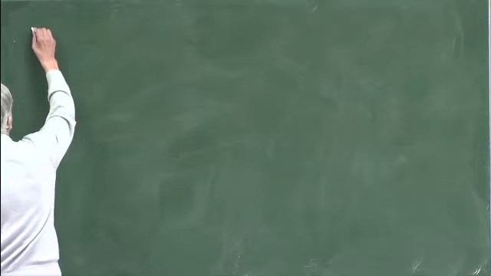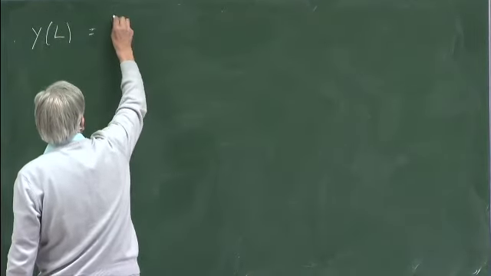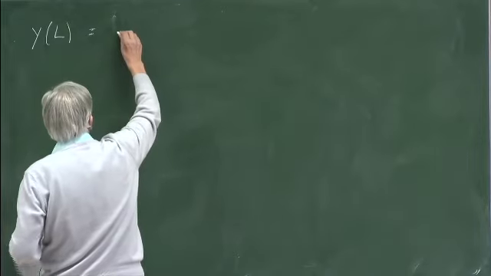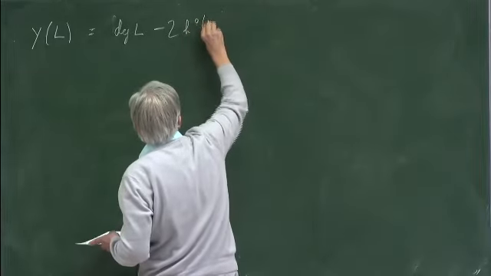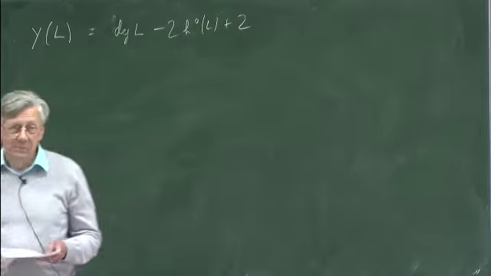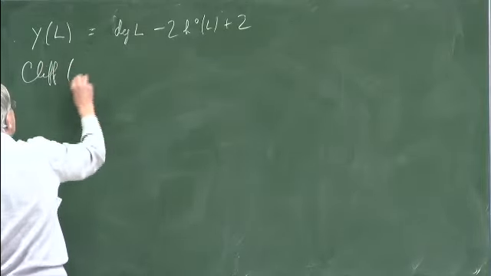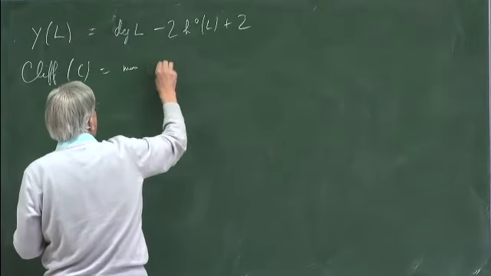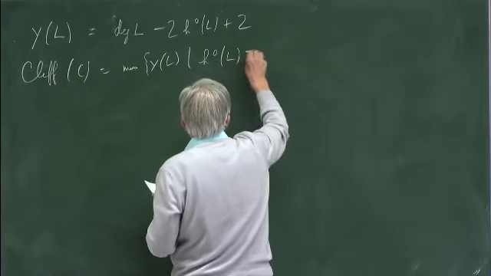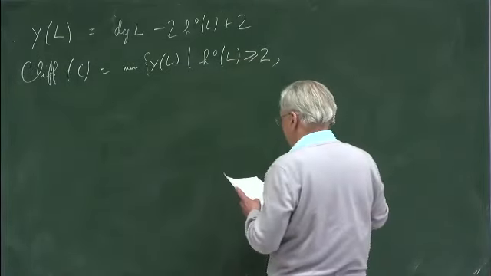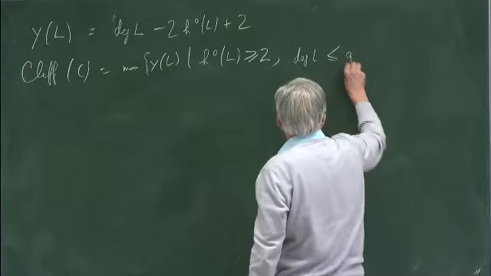For any line bundle, I can define gamma of L to be the degree of L minus twice h^0(L) plus 2, which may be called the Clifford index of L. The Clifford index of C is the minimum of gamma(L) for, let me say, h^0(L) greater than or equal to 2, and I think I will put in here the several possible forms of the condition. Let me say degree of L is less than or equal to g minus 1.